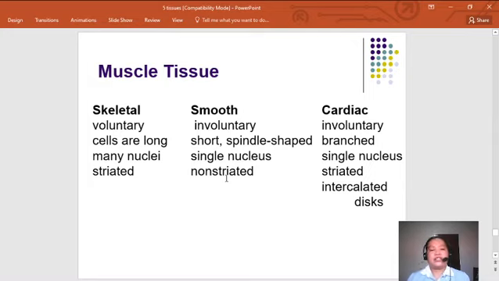Aside from that, in terms of action, skeletal contracts easily. The smooth is very slow, while the contraction of cardiac is moderate. In terms of resistance to fatigue, skeletal is not resistant to fatigue, while the smooth is highly resistant to fatigue, while cardiac is moderately resistant to fatigue. So those are the added categories of the muscle tissue.